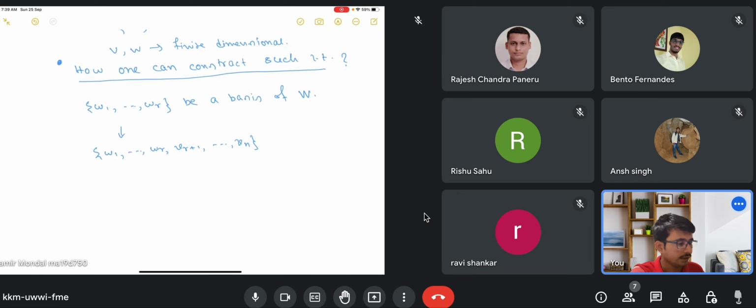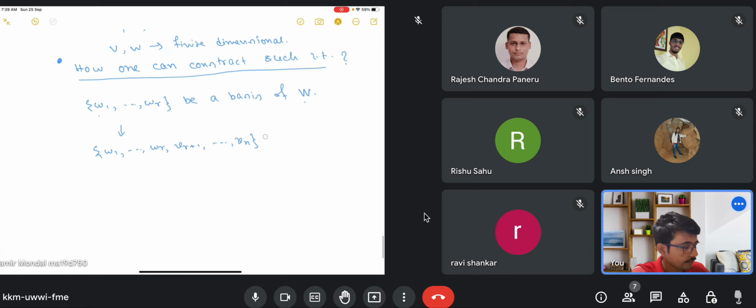I am telling the scenario or the proof. This is your basis of W, then we can extend this basis to a basis of V. So now we need one linear transformation from V to X such that the image of this one is the image of W. So how can we define it? We can define it like that.